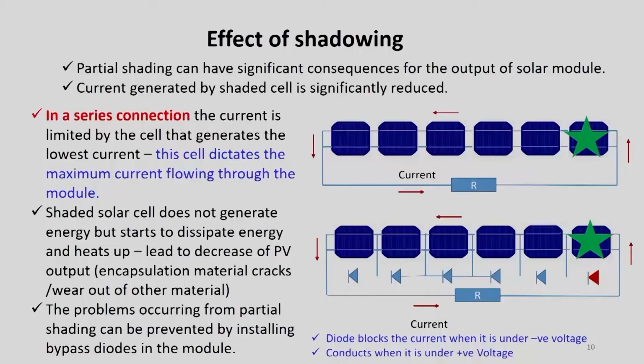Now, let us discuss something about the effect of shadowing. Why is this important? Because partial shading can have significant consequences for the output of a solar module. If some plant leaf has fallen on a single cell, then what will happen? This is the case we have considered here. We have 6 cells, and one of the cells is affected by the shadowing of this plant leaf. Then what happens?